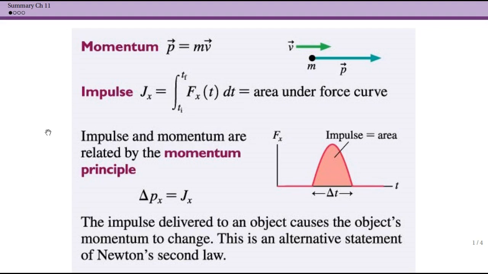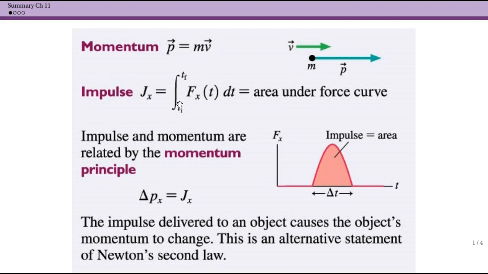In Chapter 11, we meet two new ideas that are both very important. One is the idea of momentum, which is mass times the velocity vector. So note that momentum itself is a vector. You can work with it in components just as you would the velocity vector.